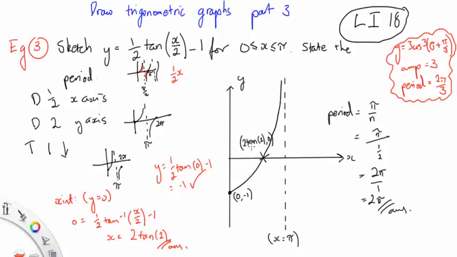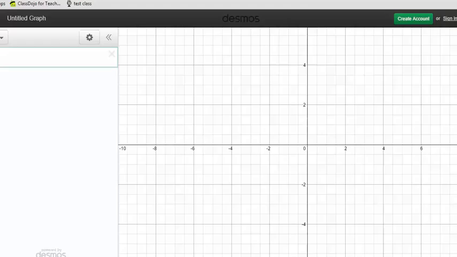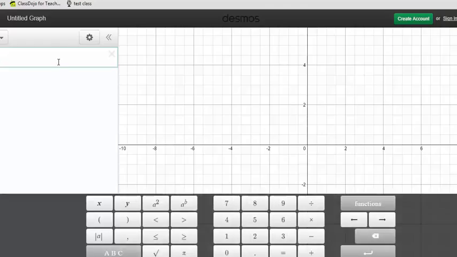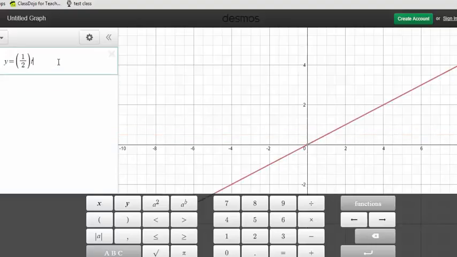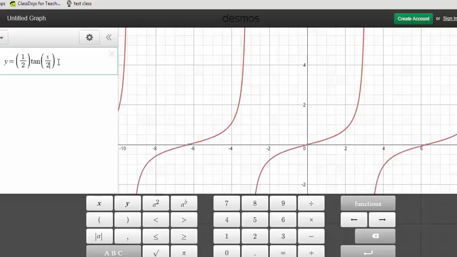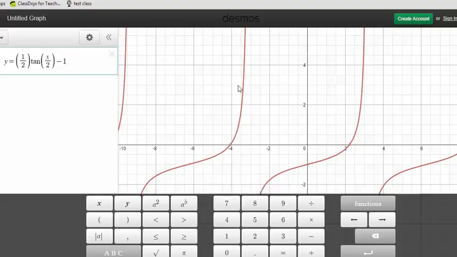And just to confirm, let's jump over to Desmos so I can do a quick check. Let's make sure we've got the graph right. So you can do this on your graphics calculator. So y equals 1 on 2 times tan of x on 2, minus 1. Let's check. So yeah, it's got that point 0, 1, 2.214. That must be 2 times tan of 2, and we can see our asymptote is there.